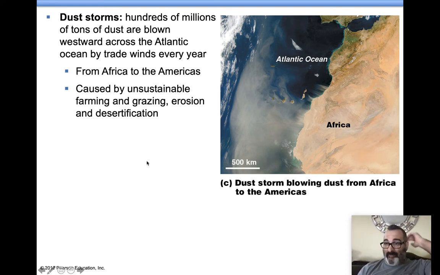Where else does it happen? Dust storms also happen in the Great Plains. If you overgraze, you overfarm, the Dust Bowl happened here in the United States. When you overgraze and have a lot of exposed soil to erosion, excessive grazing, desertification, things of that sort, becoming more desert-like, you now have the potential of dust storms.